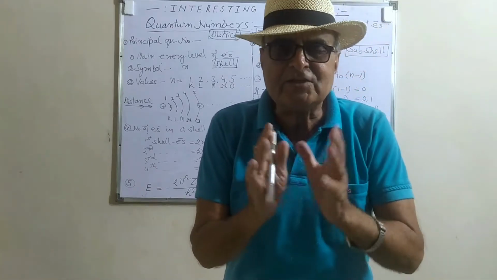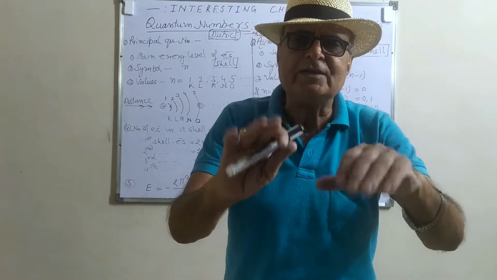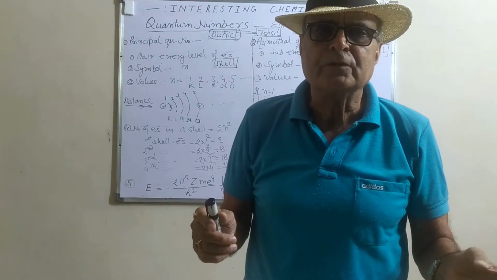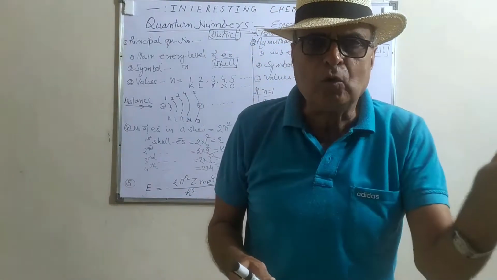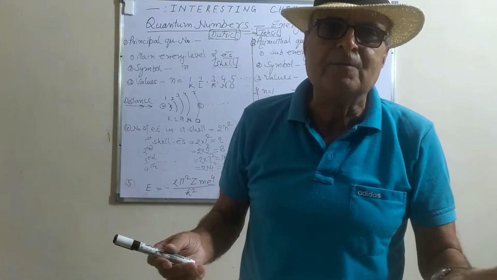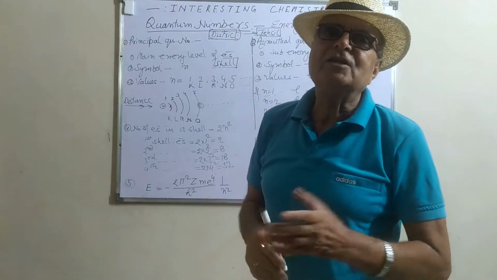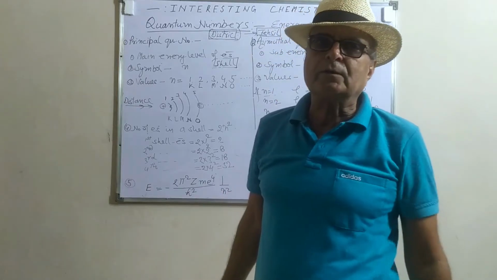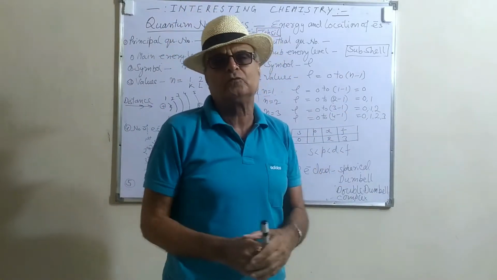So, to put the definition concisely, I am telling you again: to define the energy and the location of an electron, we need four numbers. These four numbers are called quantum numbers. So there are four quantum numbers. One is the principal quantum number, second is the azimuthal quantum number, third is the magnetic quantum number, and the fourth one is very easy, that is the spin quantum number. I am going to explain only two quantum numbers: the principal quantum number and the azimuthal quantum number.